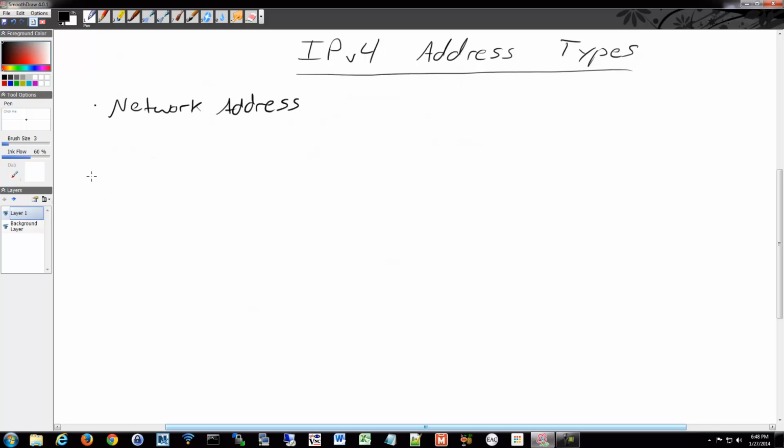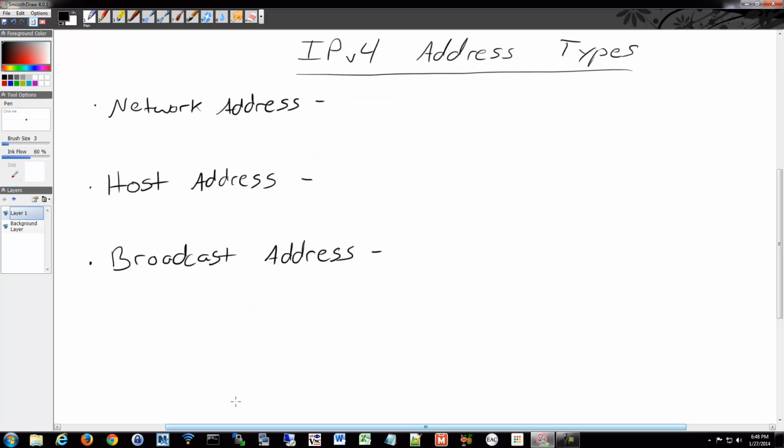You know what, we'll list all of them off. We also have host address, and we have a broadcast address. Every network has these types of addresses in IPv4.